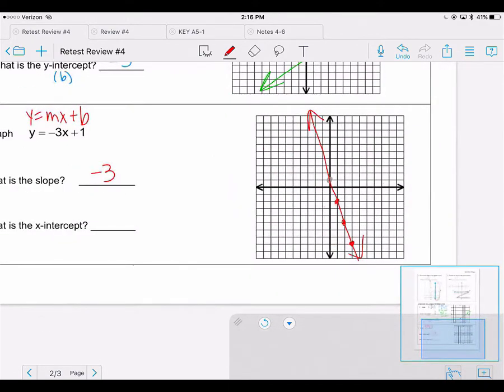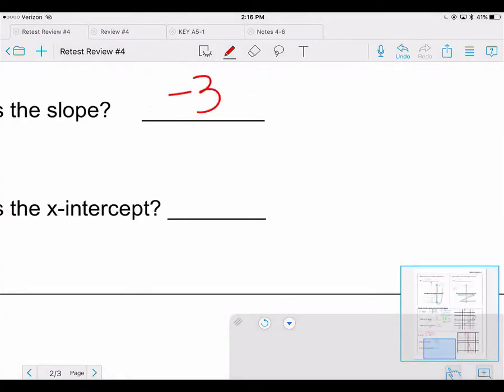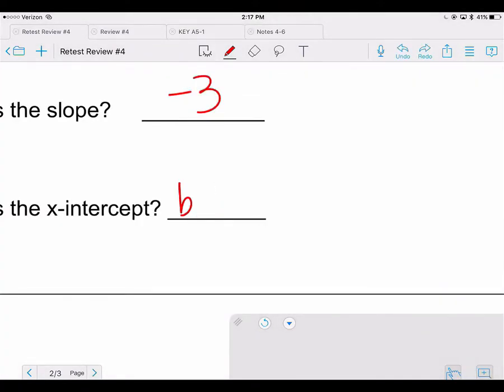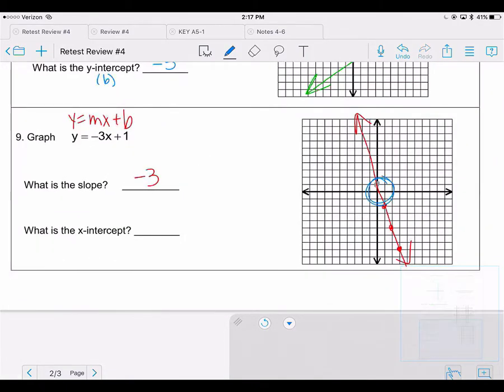And then my x-intercept, I'm just going to put that it is between, sorry, let me do a different color. X-intercept is where it crosses the x-axis, so it's between 1 and 2, because it doesn't work out very nicely. So it's just somewhere between 1 and 2.